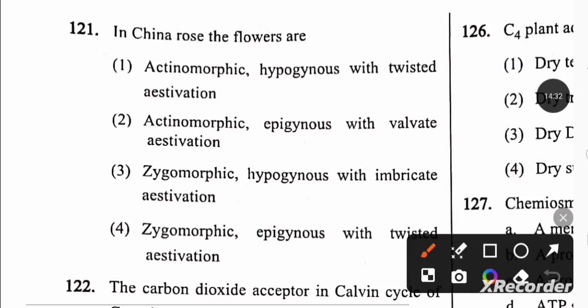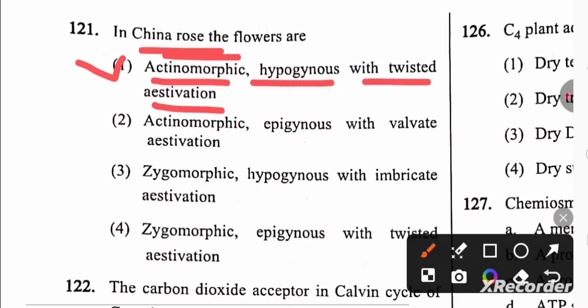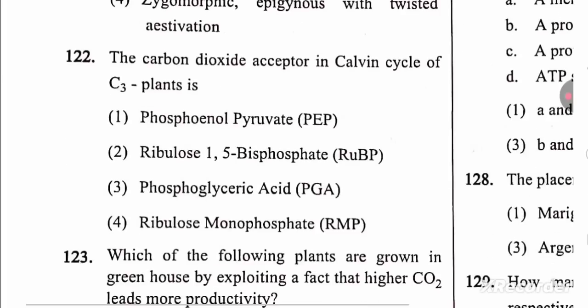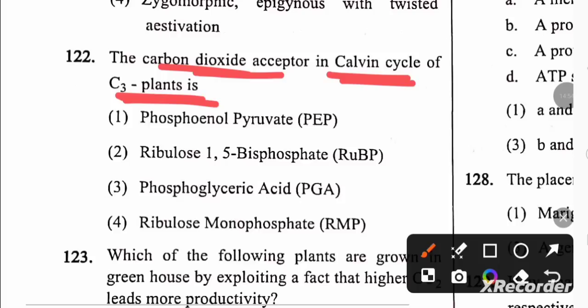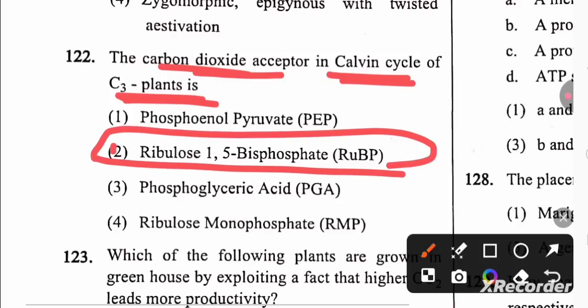China rose is actinomorphic, hypogynous with twisted aestivation. So option 1 is the right answer for this question. Let us go to the next question. The next question is very easy, related to the C3 cycle. The carbon dioxide acceptor in the Calvin cycle in C3 plants is ribulose 1,5 bisphosphate. So option 2 is the right answer for this question.